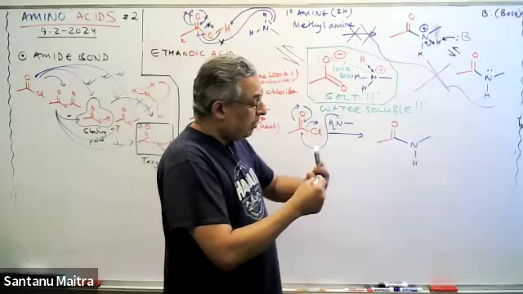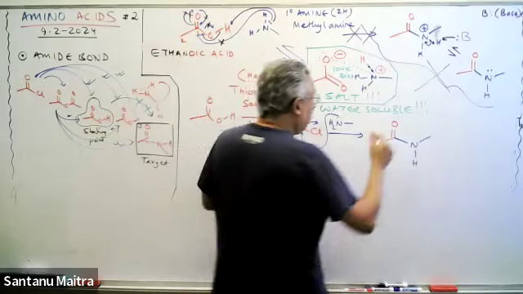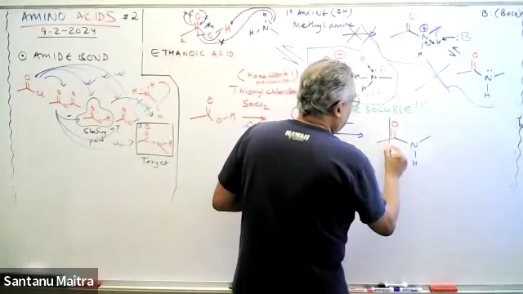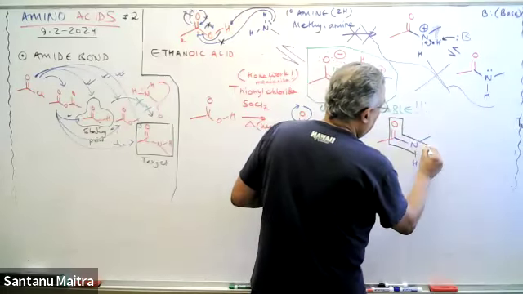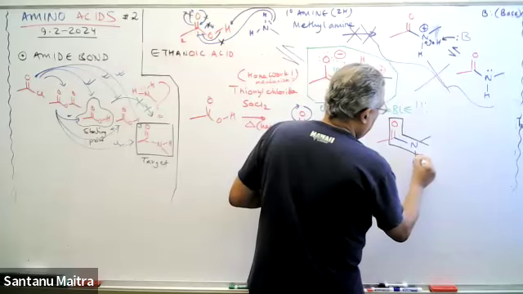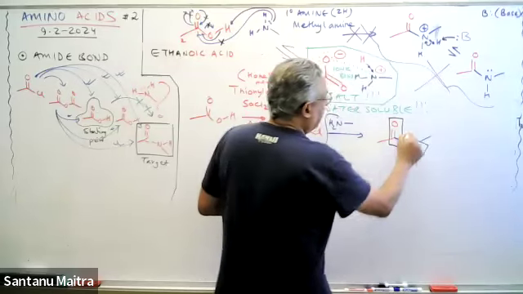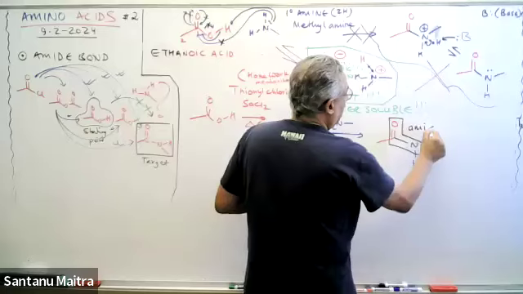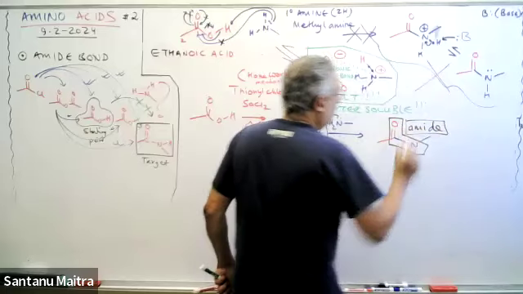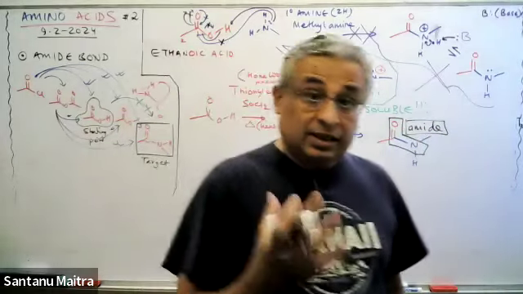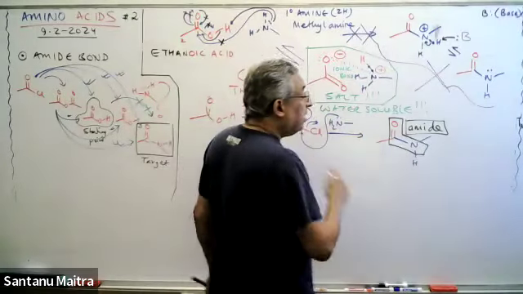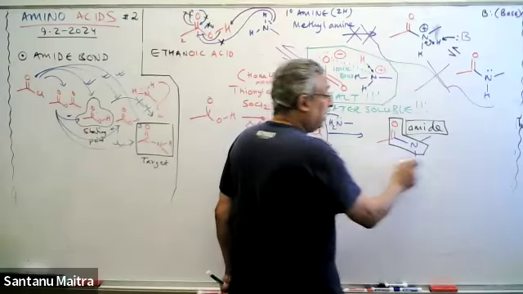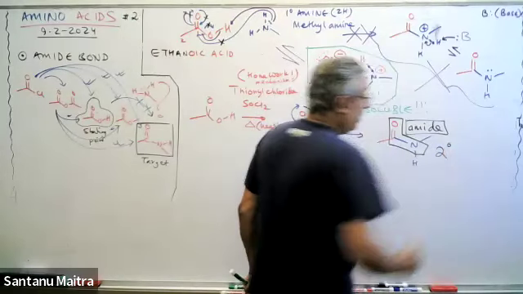You get your amide. So what's the amide? This is your amide. This is your amide bond. So that's the bond that exists between two amino acids. Okay. What kind of amide? It's got one hydrogen, so this is a secondary amide.